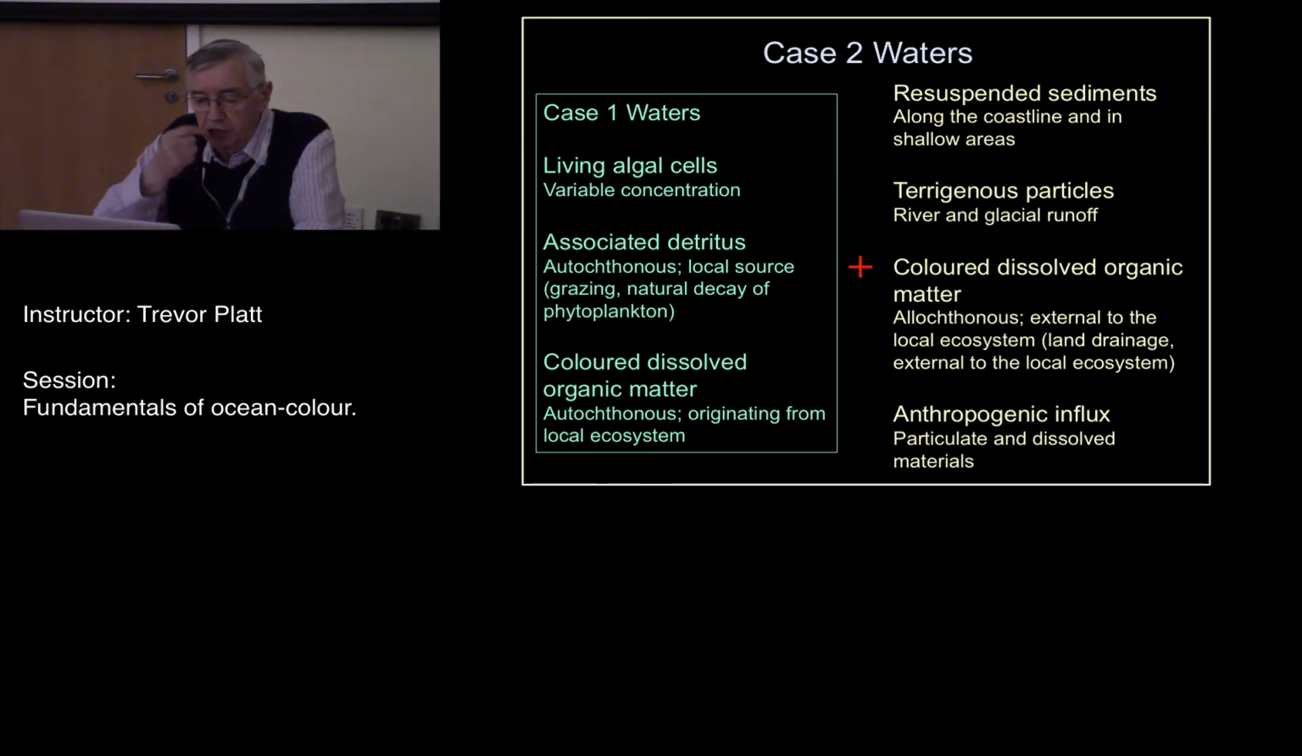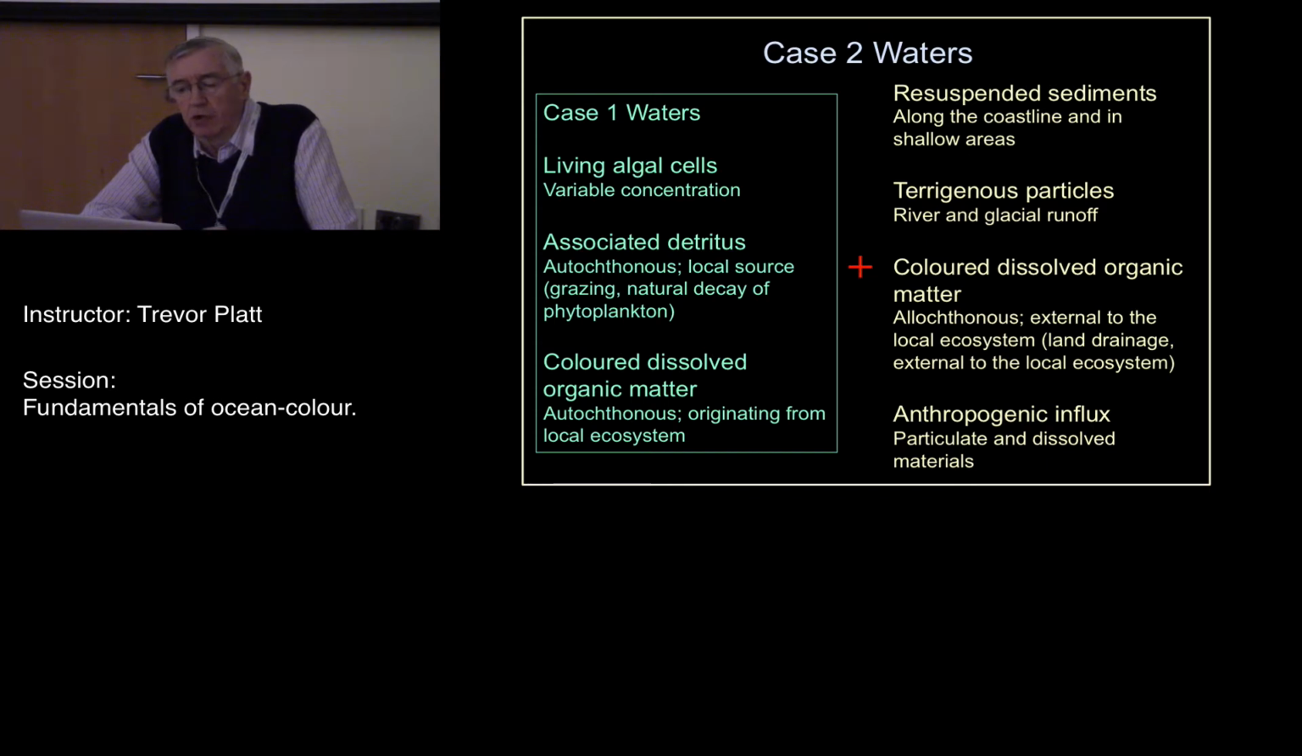And we distinguish between case 1 waters, so-called, and case 2 waters. Case 1 water means water where the only thing affecting the color besides the water itself are algal cells and their derivatives, local derivatives such as degraded pigments and colored metabolites and so on. So that's the case 1 waters.